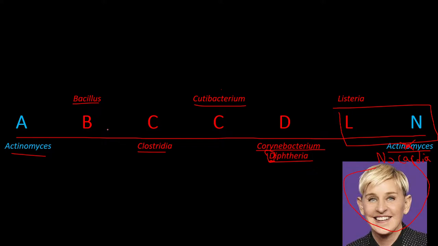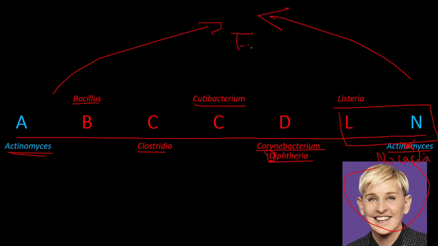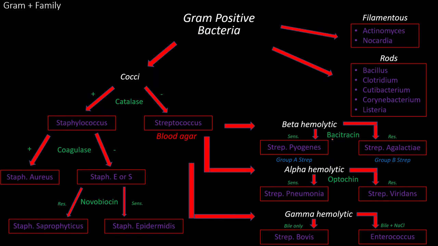N for Nocardia. So B, C, C, D, L are all red, and A and N are blue. Why is that? Because the first and the last letter, A and N, are both filamentous. All right? So these are both filamentous. The rest of these are all rods. This is the way I remember it. A, B, C, C, D, L, N. A and N are filamentous. B, C, C, D, L are all rods. I hope that helps you out, like it helped me.